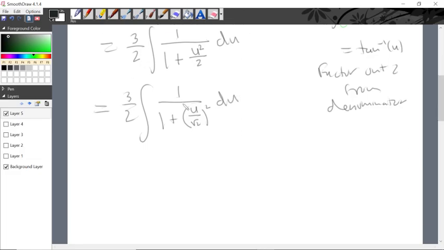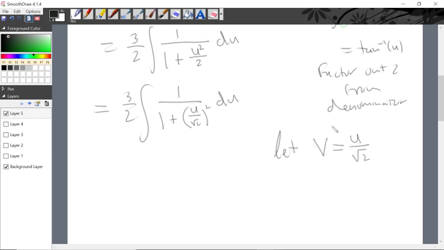So now we have a 1 over 1 plus something squared. And now I'm going to do something else. I'm going to choose another substitution. But since u is the variable of integration here, I'm going to choose the new substitution variable to be v. And I'm going to let v equal u over the square root of 2.